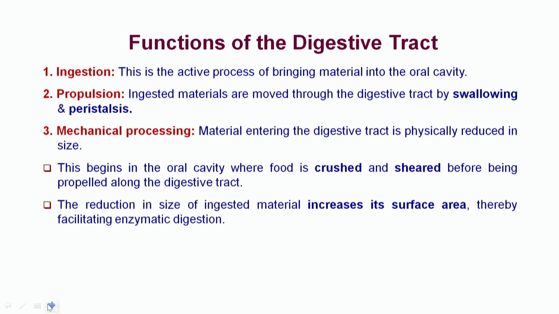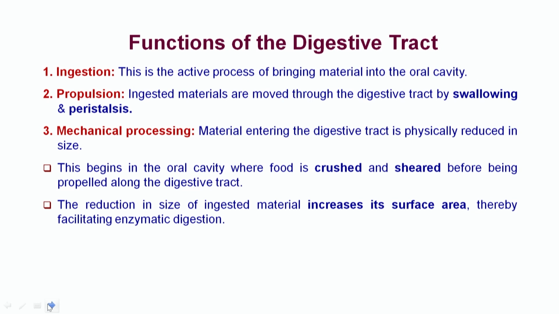So first is ingestion. It helps in the ingestion of the food particles, and then the second one is propulsion. That means the ingested material needs to be pushed forward and mixed with the digestive enzymes and digestive juices so that it does not get stagnated in one place. There will be peristalsis, which will push the food particles forward.